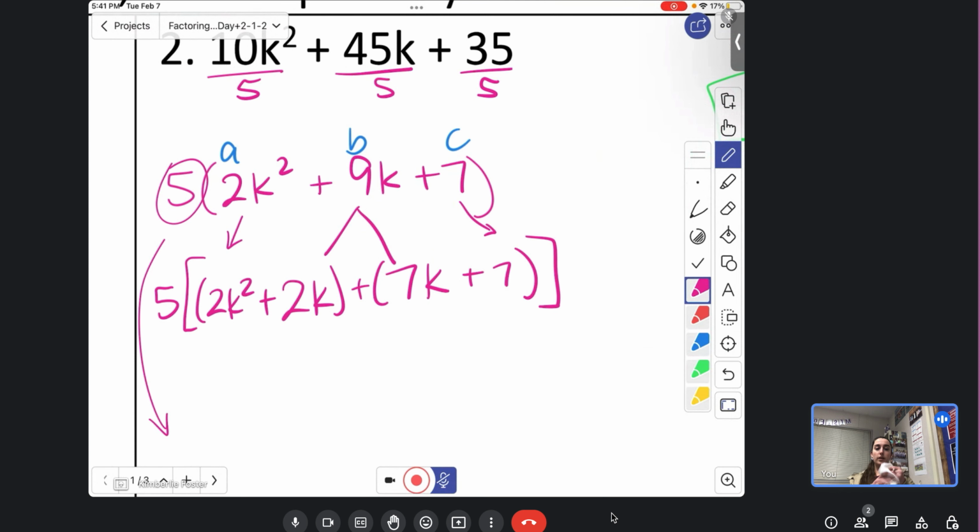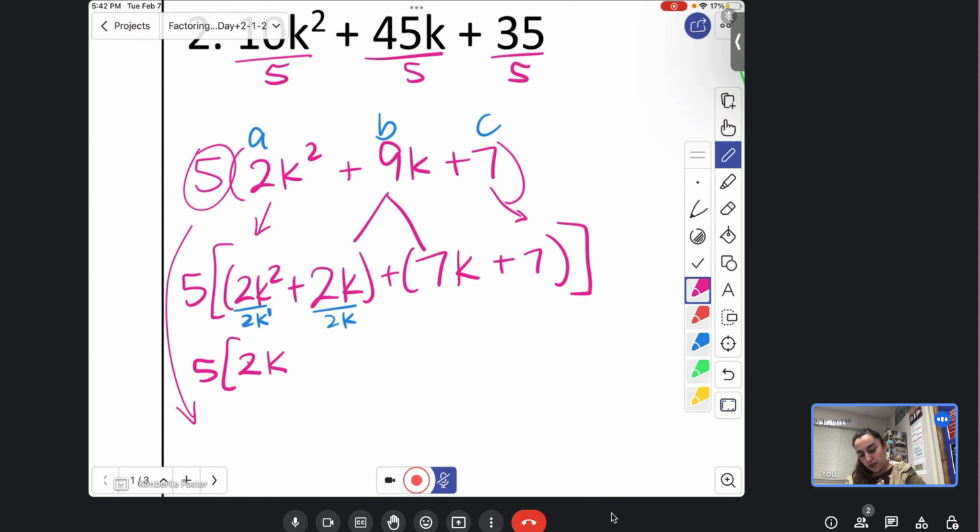Okay, now we've got to factor. Factoring out a GCF from both of these and just bringing the 5 along. Okay, so here's my 5. I'm going to use my brackets. I have 2k squared and 2k. Well, they both have a 2 in common, and they both have a k in common. So I'm dividing both of these by 2k. Sorry, I didn't leave much space there.